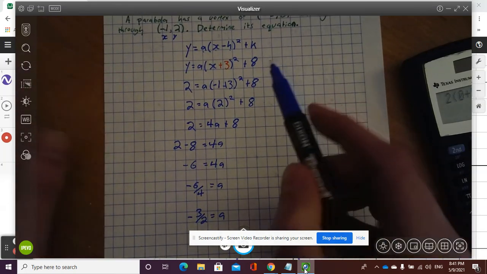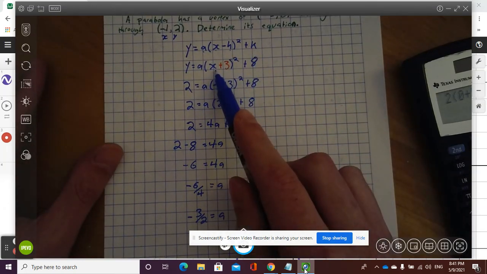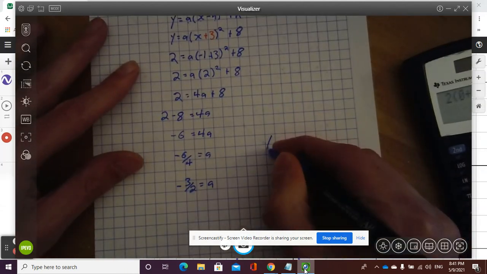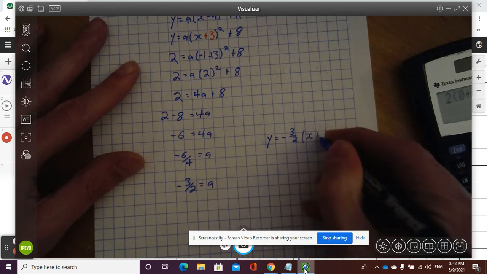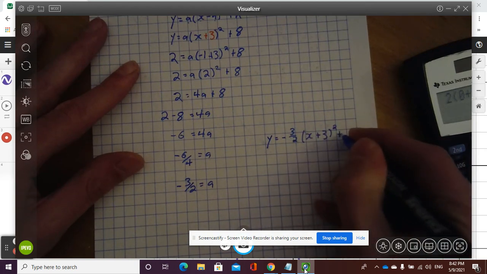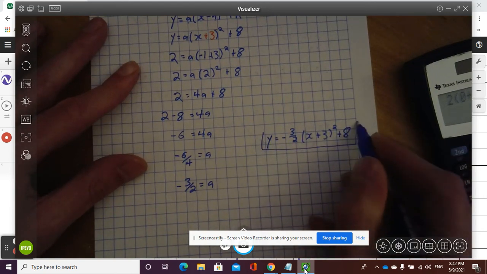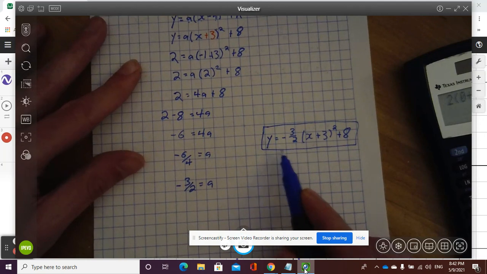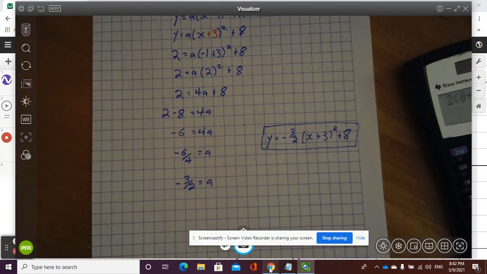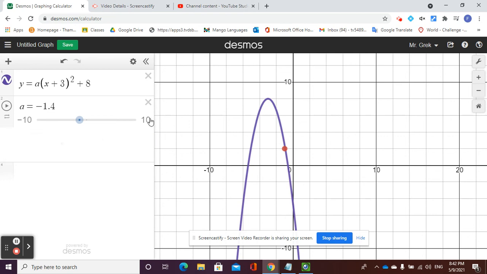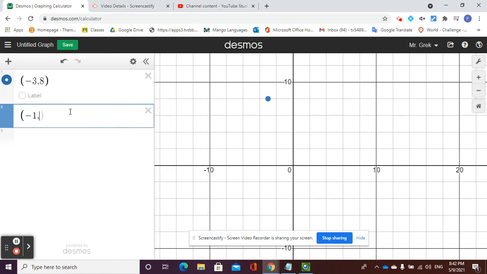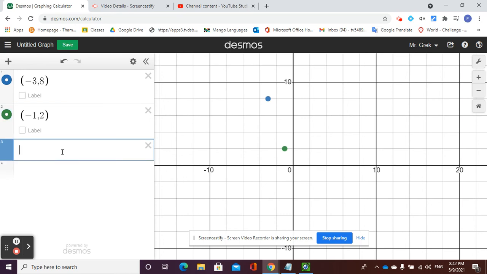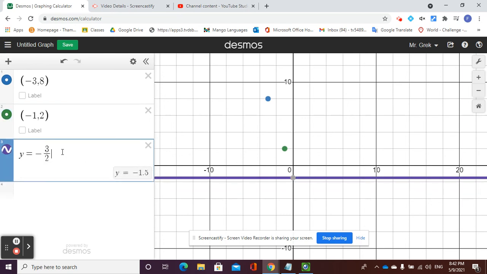So as long as I know the vertex (h, k) and any other point (x, y), I can find the equation in vertex form. So now I've solved for a, and I know h and k. So now I have the equation that's going to connect x and y, and it has the vertex and the point that we want. So if, again, we check our answer in Desmos, all we were told at the beginning of this problem is it had a vertex at (-3, 8), and then it had to go through this other point, (-1, 2). And we discovered algebraically that this was our equation.